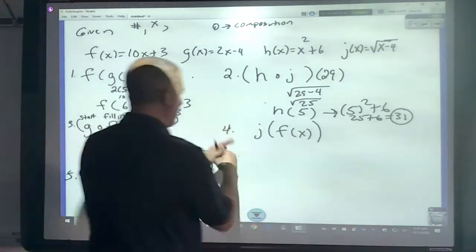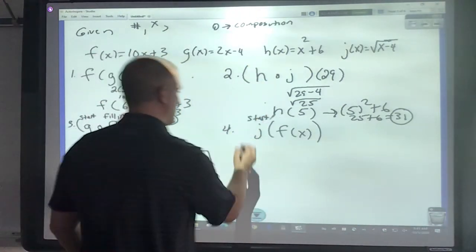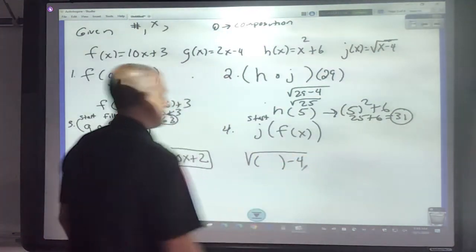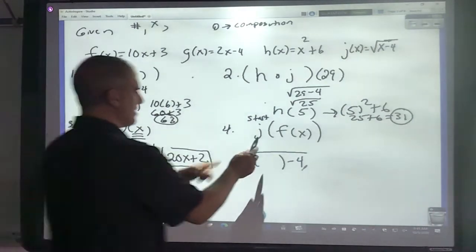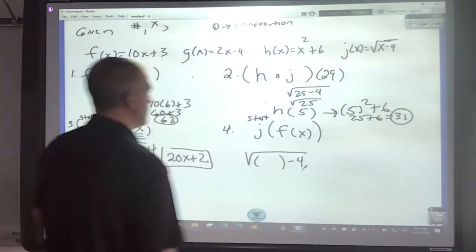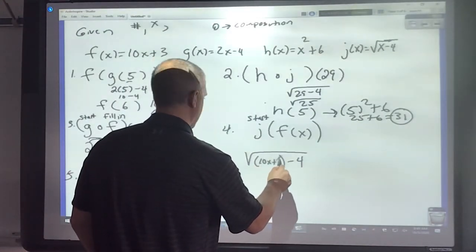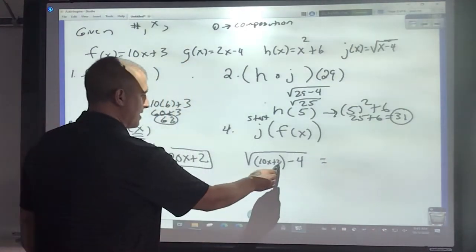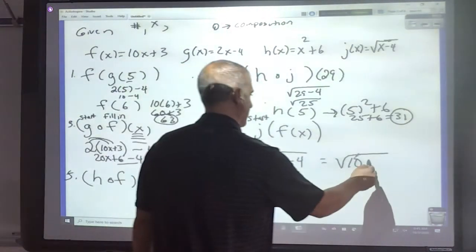So on this one, what I want to do is start with the j function. With the j function, I'm going to put a blank spot where that is. Then I'm going to insert, in this case, the f function, 10x plus 3. I'm going to look to combine my like terms here. The only like terms give me 10x minus 1.